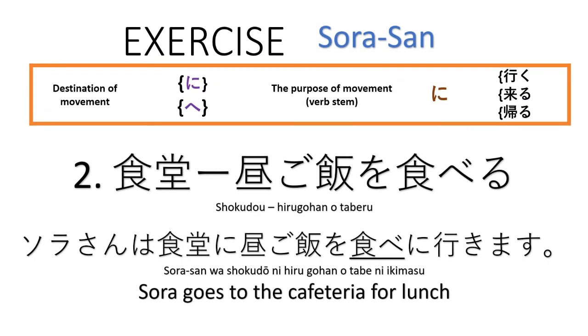Number 2. Shokudo hirugo o taberu. Sora-san wa, the destination of movement, the dining hall. Shokudo ni hirugo o tabe ni ikimasu. Here, tabe is the verb stem of tabemasu. So, tabe. Sora-san wa shokudo ni hirugo o tabe ni ikimasu. The purpose of movement is hirugo o taberu, to eat lunch.